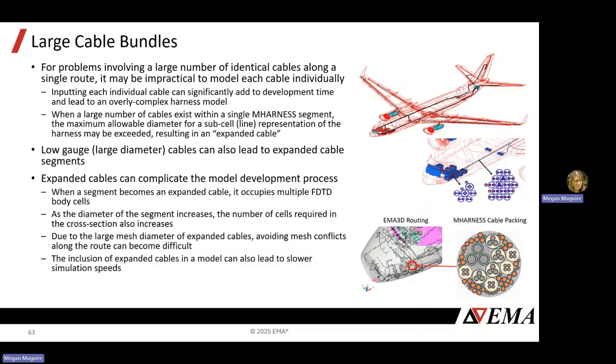What's complicated with that is it can be very difficult to route these expanded cables in structure, because as I mentioned earlier, you can't have overlapping mesh for different cable lines, but you also can't have your cable mesh overlap structures or structural materials. So you can think, maybe in a wingtip, having a very large bundle can be rather problematic for routing.